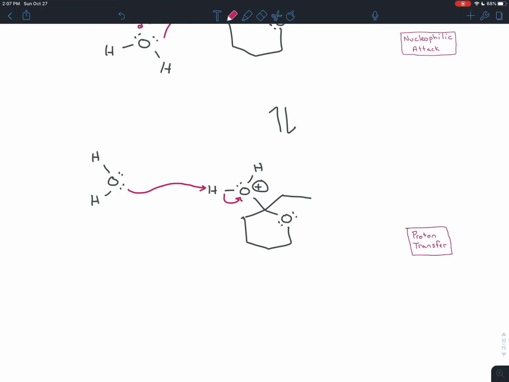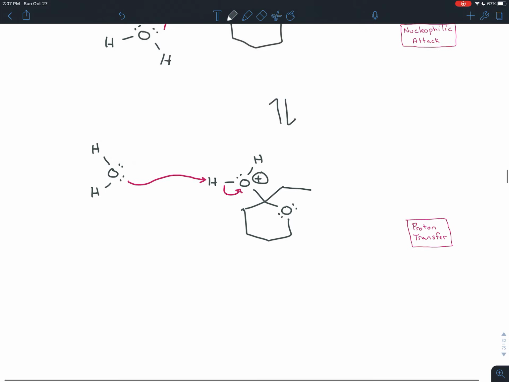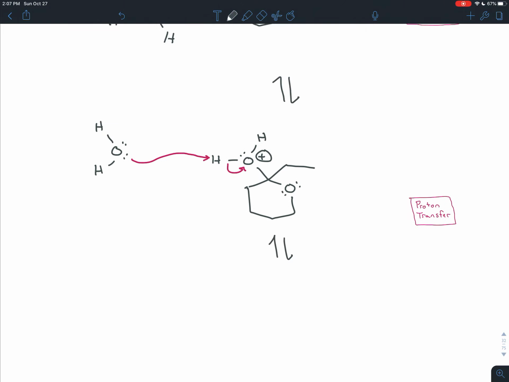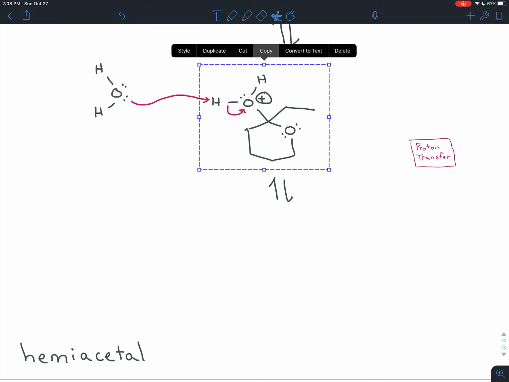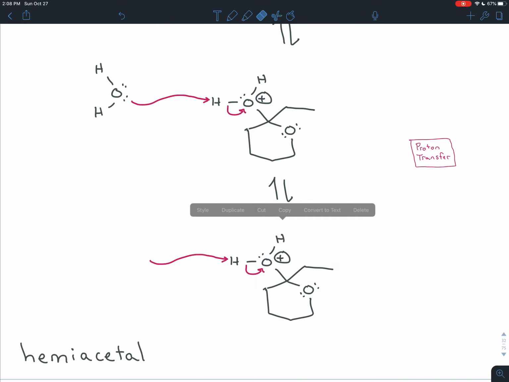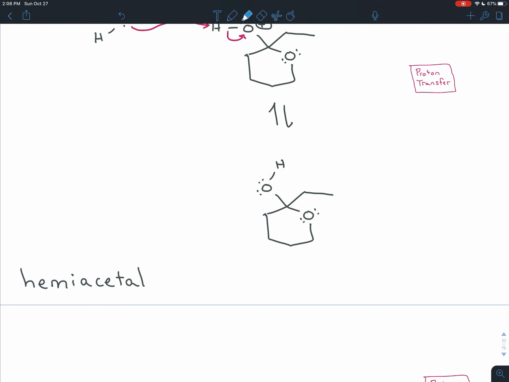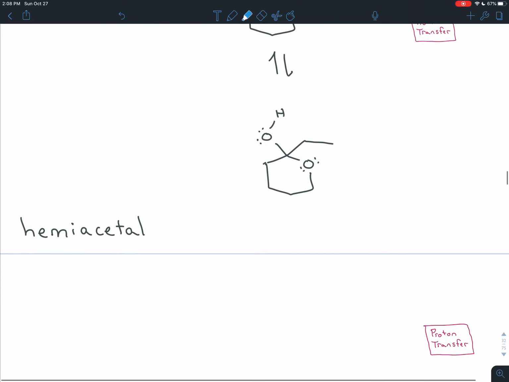The slightly negative oxygen will steal one of the slightly positive hydrogens, and its electrons will go to stabilize the positive charge on the oxygen. So we're transferring this proton there from one molecule to another. And that gives us the hemiacetal. So basically the same molecule here, but we won't have this hydrogen, and that bond will form a second lone pair. So we have the hemiacetal. There's a carbon that's bonded both to an ether and to an alcohol.